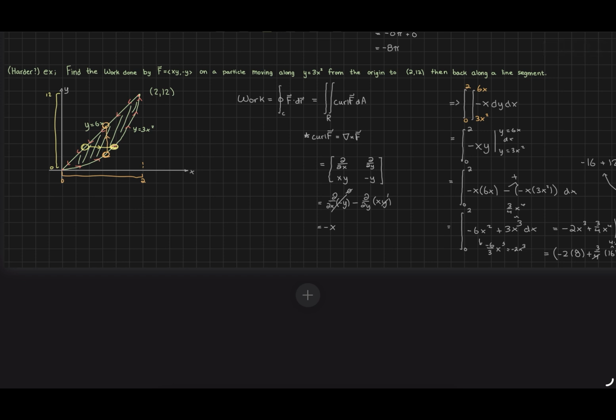Counterclockwise oriented, therefore it's positive, closed shape, so we know that Green's theorem applies. And I think that should be it.